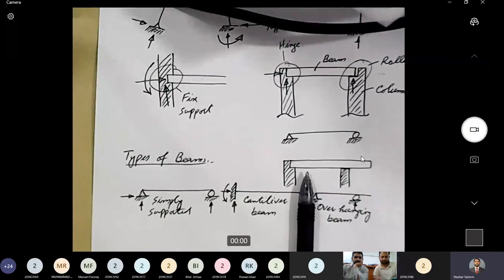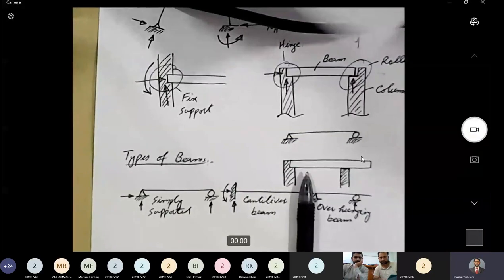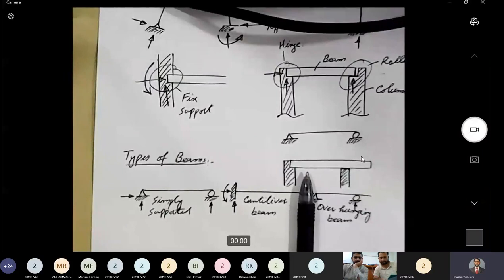For example, do you guys know the term pergola? That's a term commonly used in our construction. Those are beams used basically for architectural purposes. In terraces or in balconies, they have some projected beams. Those are, in some cases, overhang beams or cantilever beams.